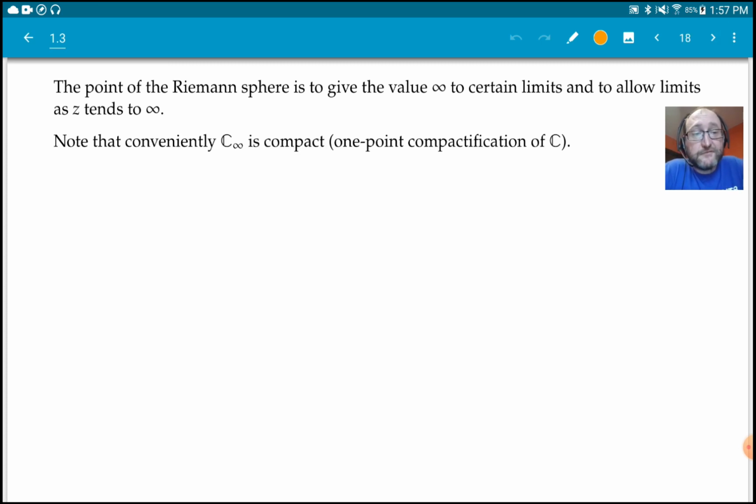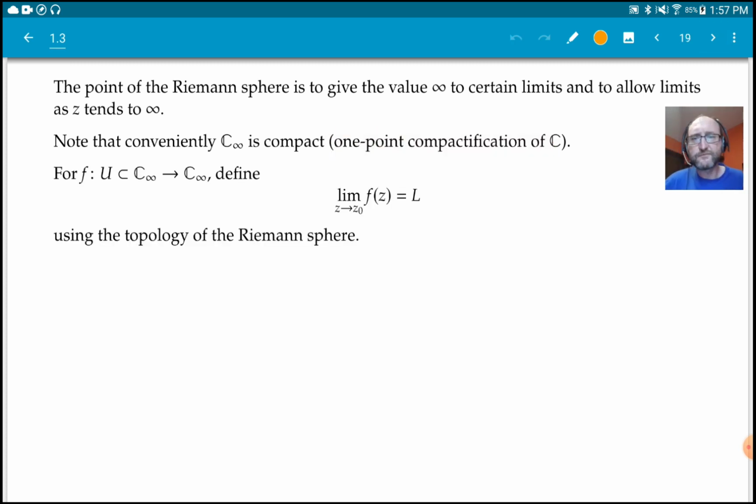Now, conveniently, the topology on the Riemann sphere is exactly what you would get if you do this one-point compactification, right? This is a fairly standard construction you can do with really any topological space. You can just add a point at infinity and make a compact set. Now, in this case, that's exactly what it is, but it's more than that, right? I mean, we think of it really as a sphere geometrically, but you get the same thing with the one-point compactification.